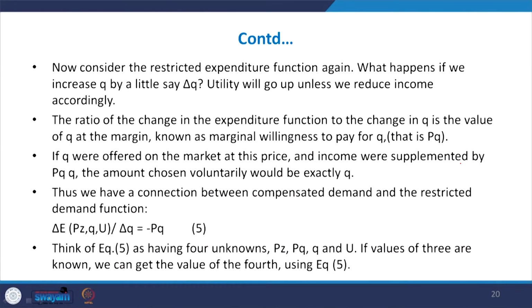So, in that case, in order to keep the utility constant, when delta Q is there, you have to reduce the quantity of Z. So, how much quantity of Z is reduced when there is an increase in quantity of Q, that is actually the value of the environment attached by the consumers in this regard. So, if Q were offered on the market at this price and income were supplemented by P_Q Q, then the amount chosen voluntarily would be exactly Q.